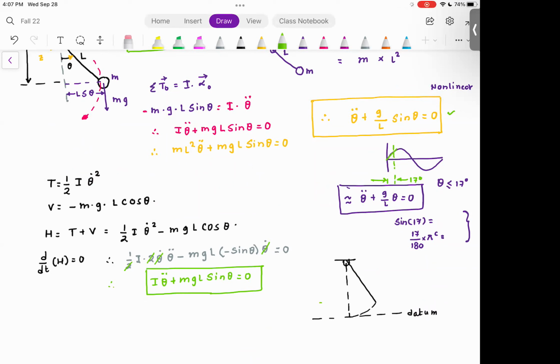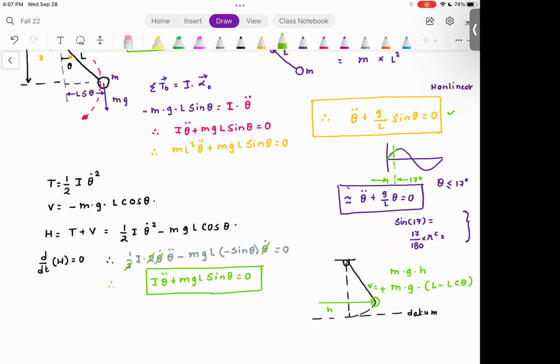Then your H is going to be this. In that case, mgh is m times g times h, and your h is going to be L minus L cosine theta. And you can actually substitute the positive potential energy in that expression. So here you have negative; here your V will be positive. Then do the exact same jugglery and you will get the same expression.